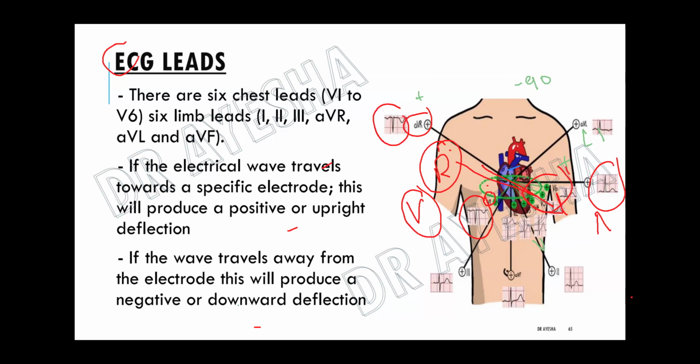So this is fixed for these specific leads. You can see inferiorly AVF is positive. Lead 2 is positive. This is fixed. But once you look at it now, abnormalities are also there, na?